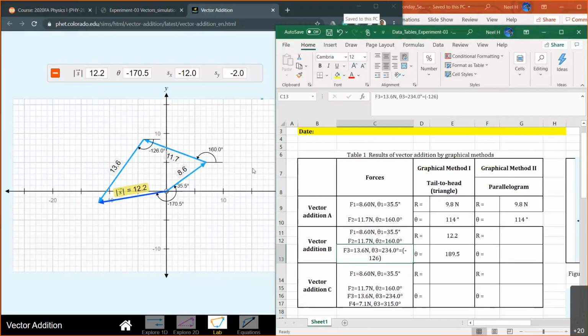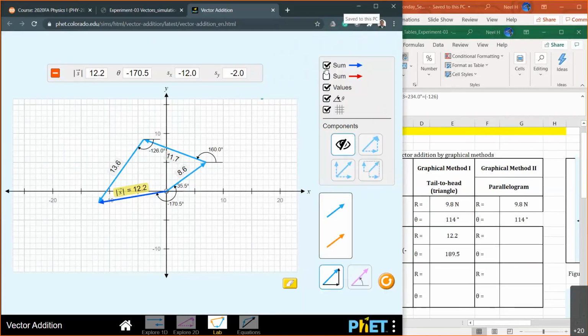So let's get rid of this sum. We don't need that. And also you can get rid of these vectors. Instead of resetting the simulator, just click and drag those unnecessary lines to the corner. Those will disappear. And then you can leave this vector as it is. This is the third vector. We need that, okay?